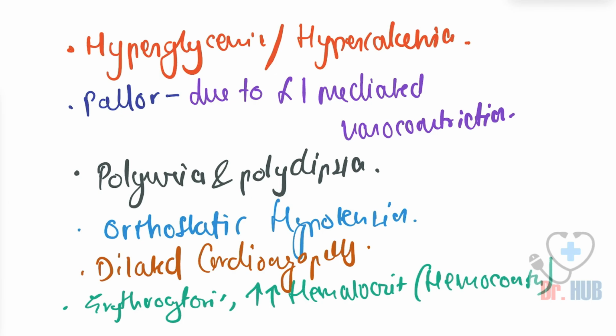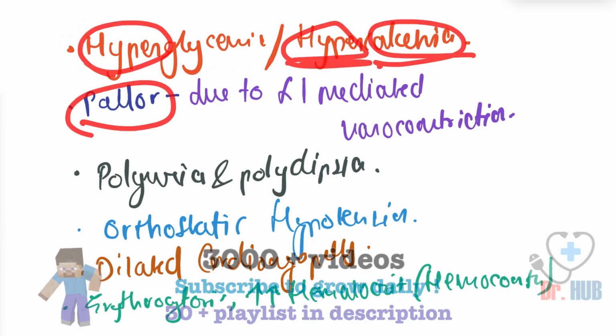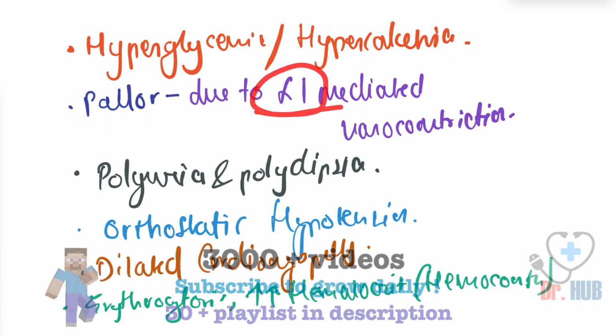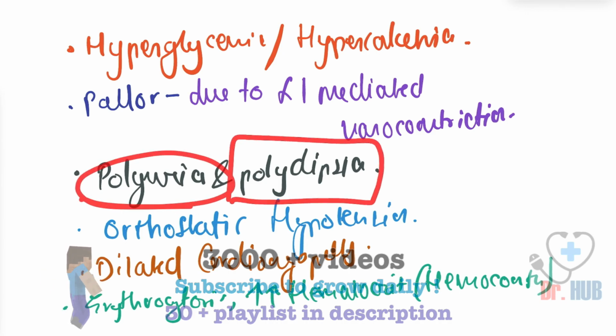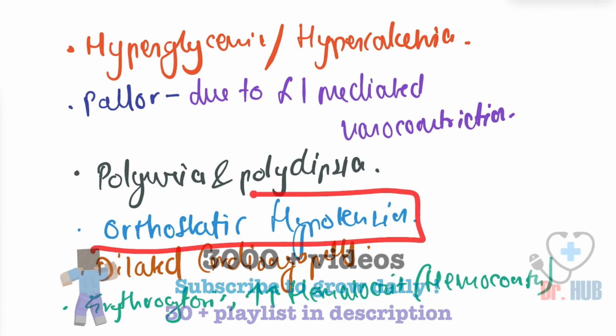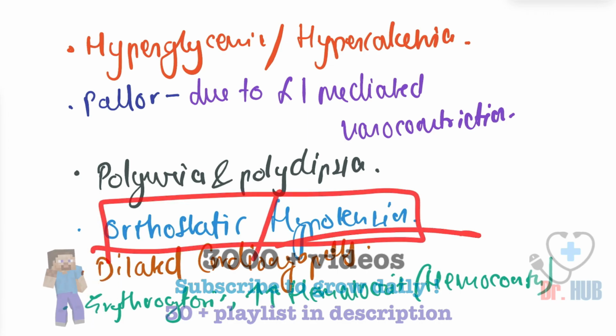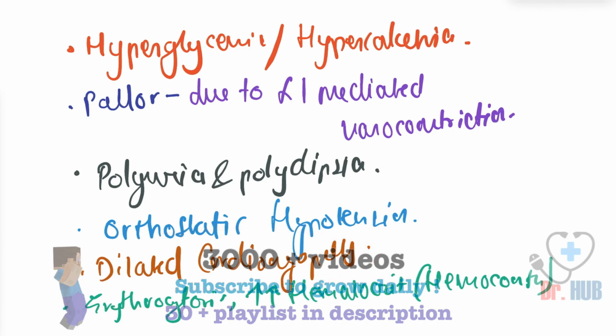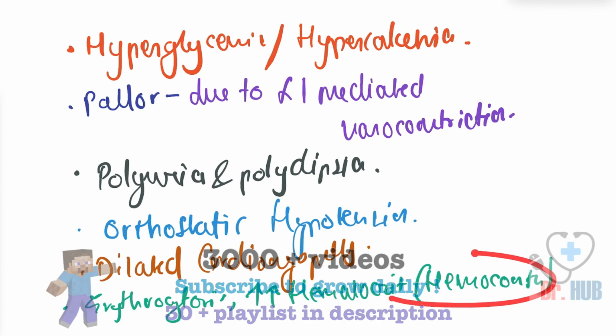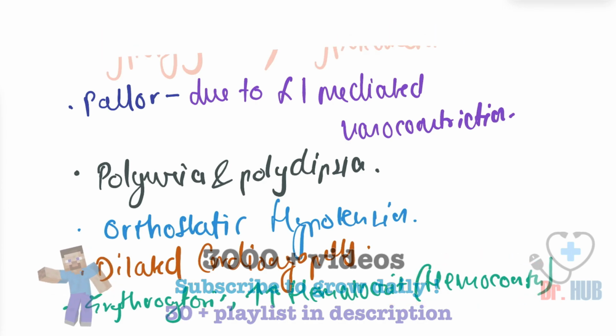To recap, we saw the other features of the pheochromocytoma, which include hyperglycemia and hypercalcemia. Both are hyper. Then there is also pallor, which is due to alpha-1 mediated vasoconstriction. Then there is polyuria and polydipsia, an association with orthostatic hypotension, and dilated cardiomyopathy. There is erythrocytosis, a high hematocrit, that is hemoconcentration. Now we'll continue with some more clinical features of the pheochromocytoma.